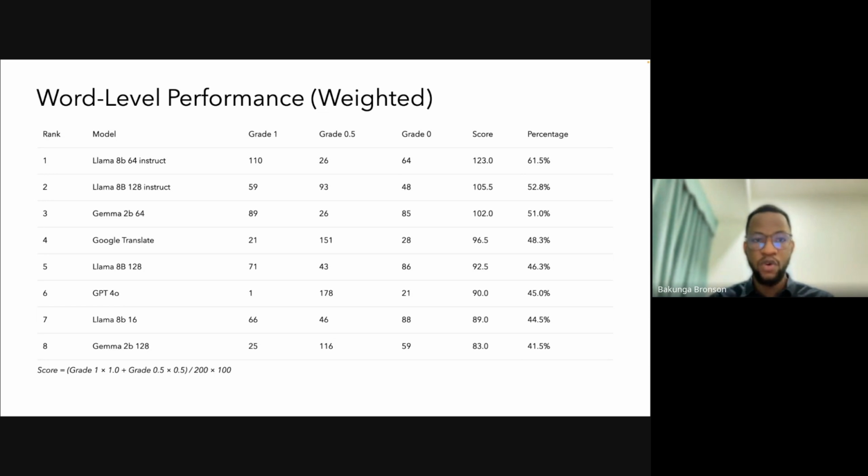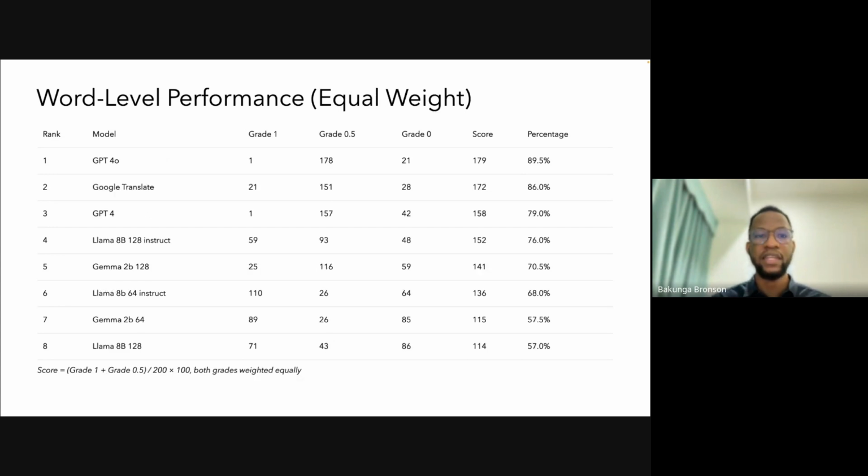But once we move on to making it less strict and less about the tense, and we're just focusing on the context, we can check the next slide. We can see that GPT-4o, Google Translate, and GPT-4 now come back to the top, simply because we're now giving an equal grading for having just understood the context. GPT-4o has an 89% score, Google Translate has an 86% score, and GPT-4 has a 79% score.